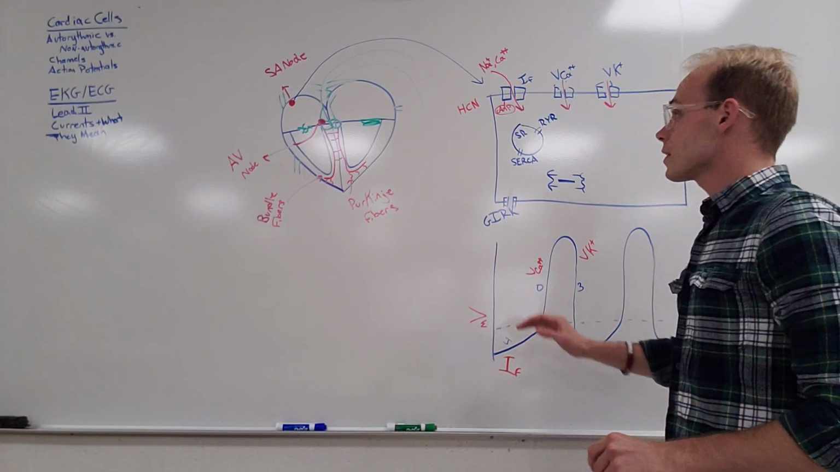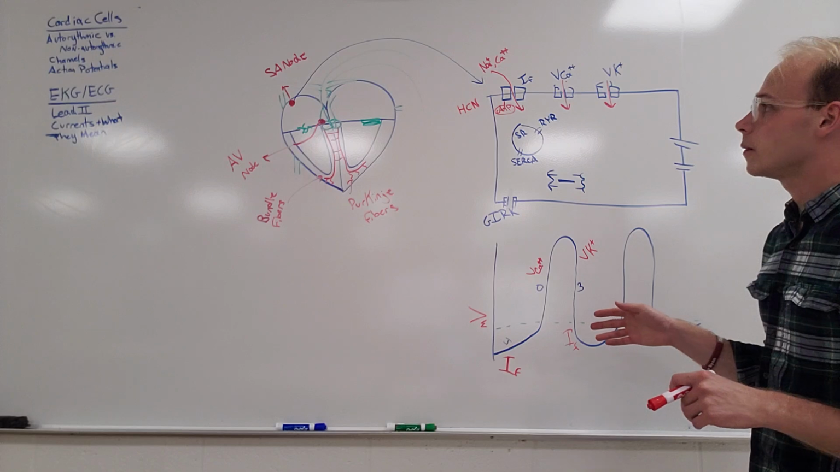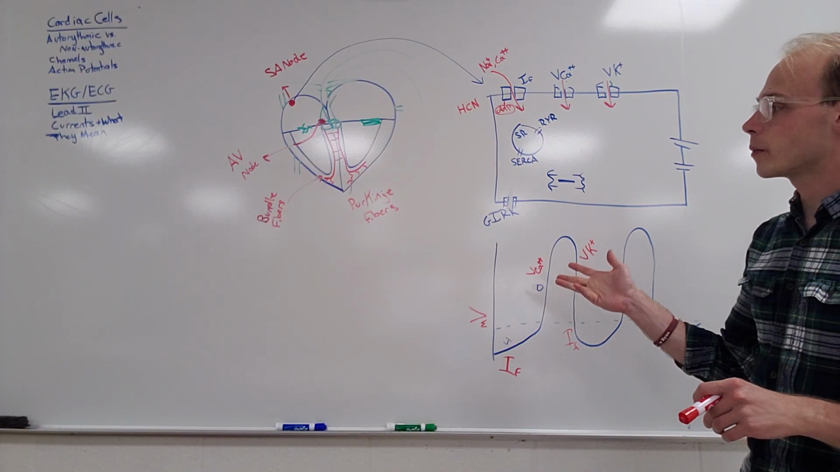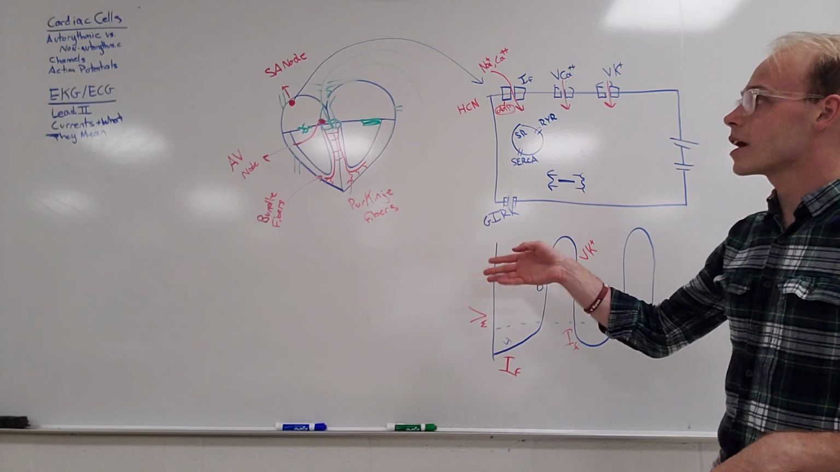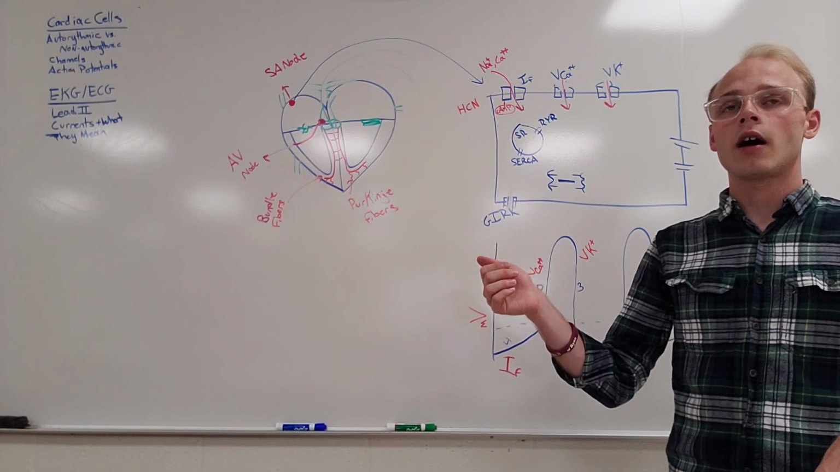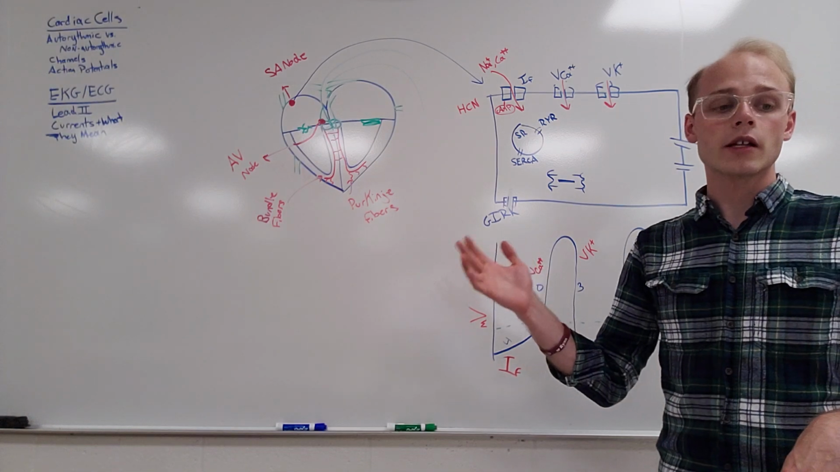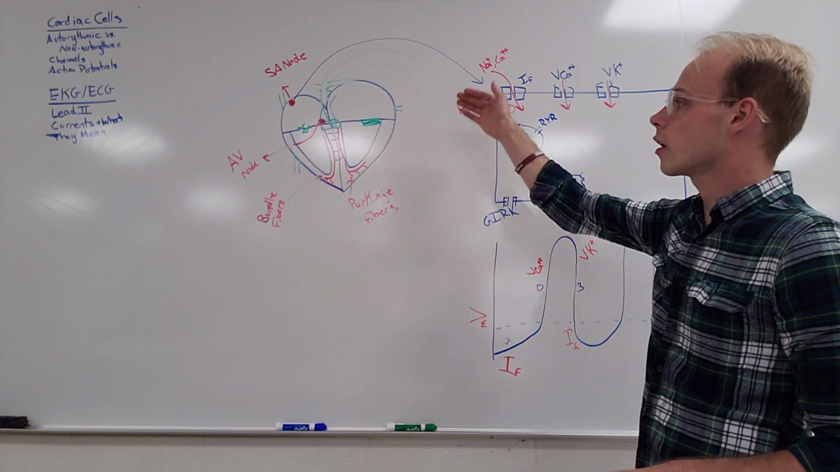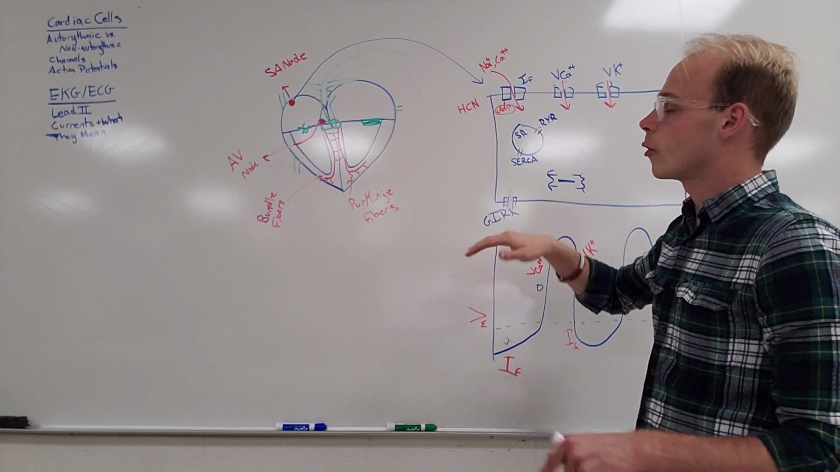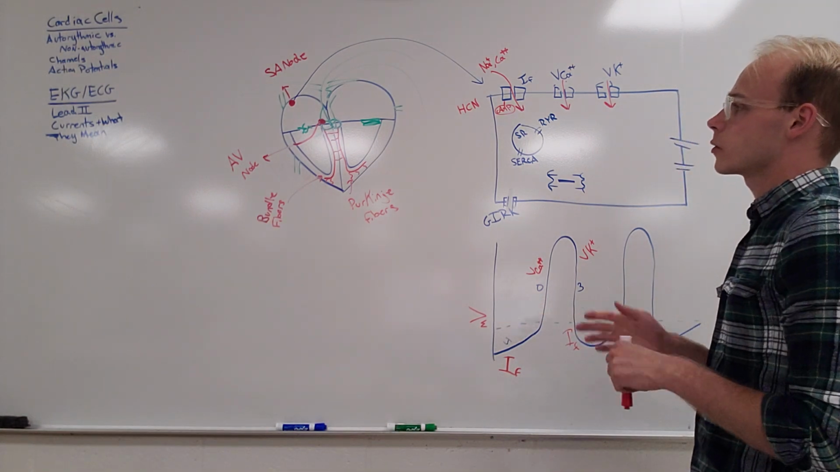So for the SA node, this is around 60 beats per minute. Your SA node, AV node, bundle fibers, and Purkinje fibers, they all are these kinds of cells. Your SA node is the most important, but not really. It's super important because it's what sets the pacemaker of the heart. It sets your heart rate without any innervation from your brain. It's around 60 beats per minute.